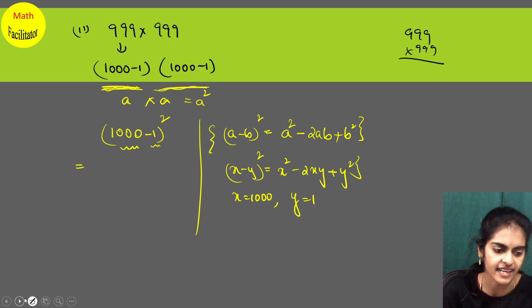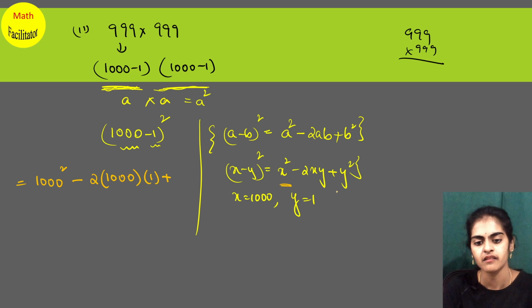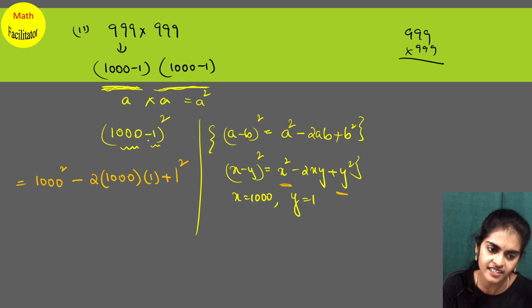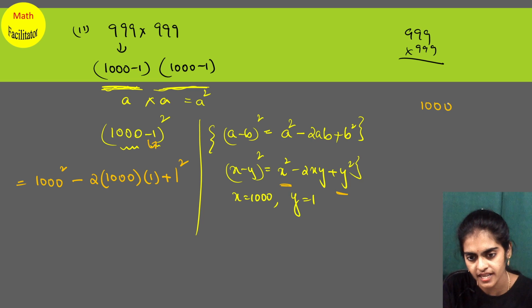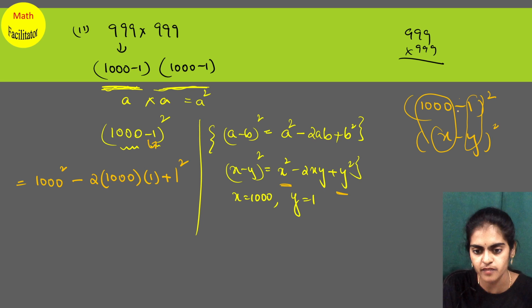So we can write this as 1000 square, which is x square, minus 2xy, where x is 1000 and y is 1, plus y square, where y is 1, so 1 square. The common mistake we make is that we consider this minus sign also for y. No. (1000 minus 1) whole square is like (x minus y) whole square, which means in the place of x you have 1000, in the place of y you have 1. This minus sign is common, so you don't have to consider it for y in this case.